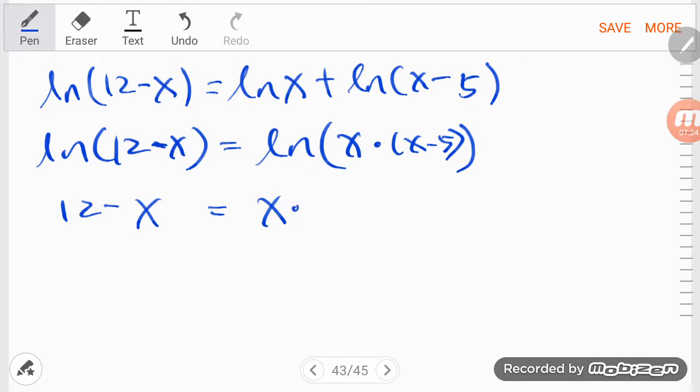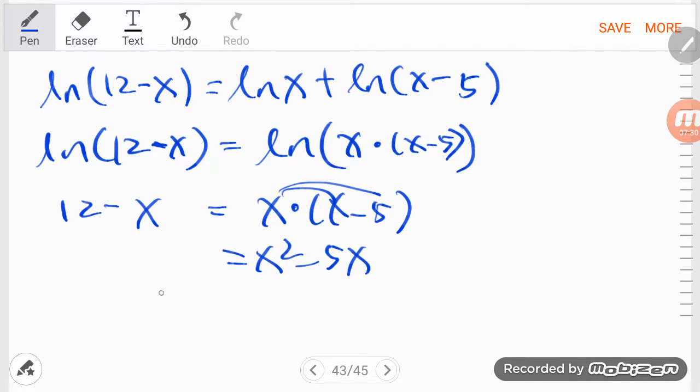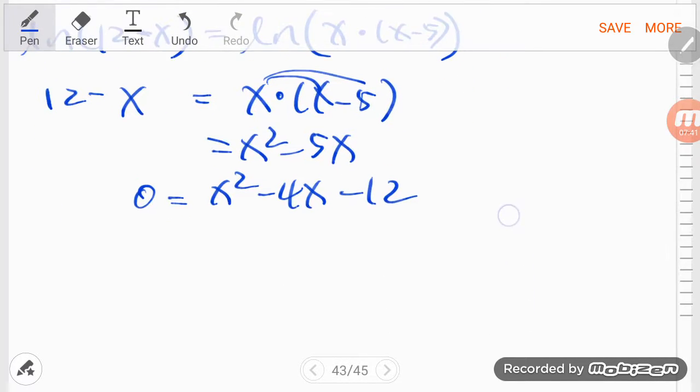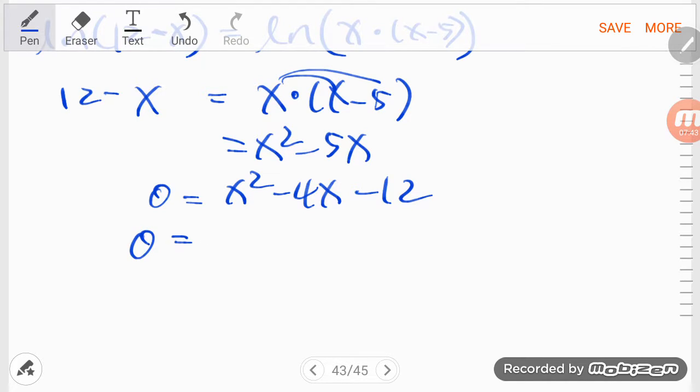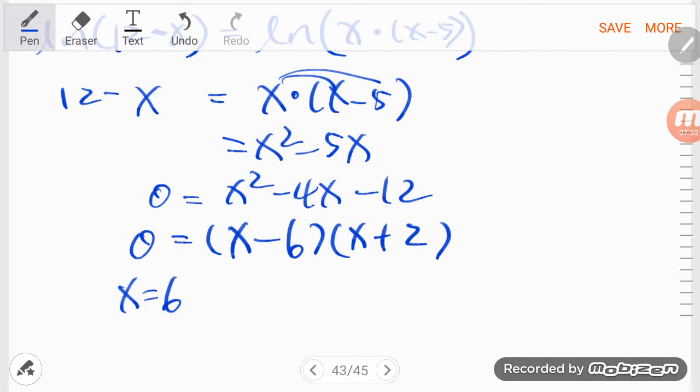So this is x multiplied by x minus 5. Let's distribute. I'll get x squared minus 5x. And let's move everything to one side. I'll have 0 is equal to x squared, minus 5x plus x becomes minus 4x, and then minus 12. And I can factor this. I'm going to have x minus 6 and x plus 2. So my x is equal to 6, and my x is equal to negative 2.